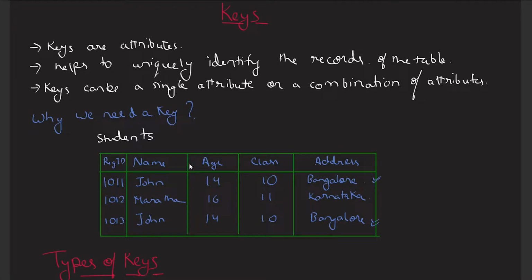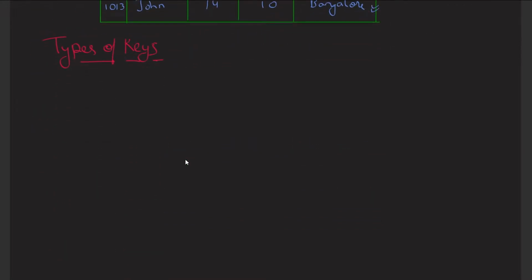Hello everyone. In the previous video, we have started the second module and we have seen what are keys and why do we need a key in the database system. So let's see what are the different types of keys that we are using when creating the table. So there are 8 types of keys. So let's see all of them one by one.